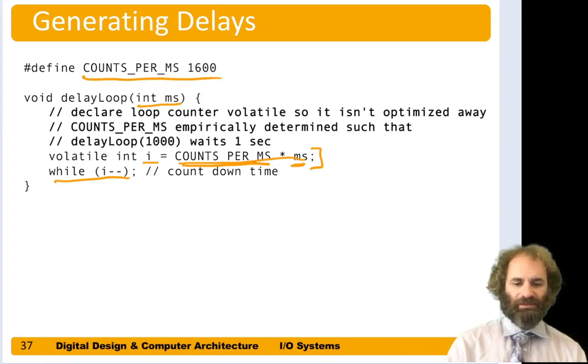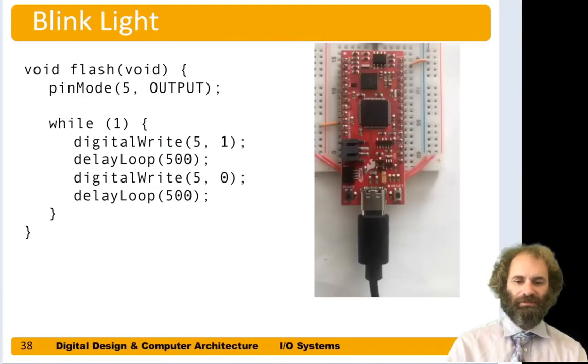When I did this, I found it needed about 1600 counts for 1 millisecond to go by, or 1.6 million counts per second. So this is a simple program to generate delay.